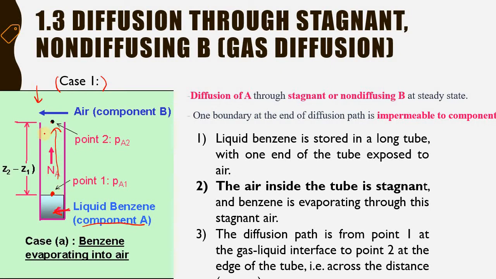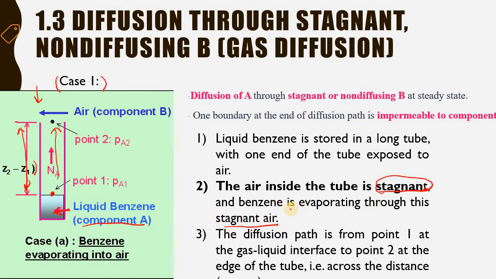The distance of the evaporation or the diffusion, we call it Z2 minus Z1. So this is the distance of the diffusion. The air inside the tube is stagnant. So we have air here, air filling the container. When the liquid benzene evaporates, it will pass through the air. The air does not react with the benzene, so we call the air stagnant. The benzene is evaporating through this stagnant air.